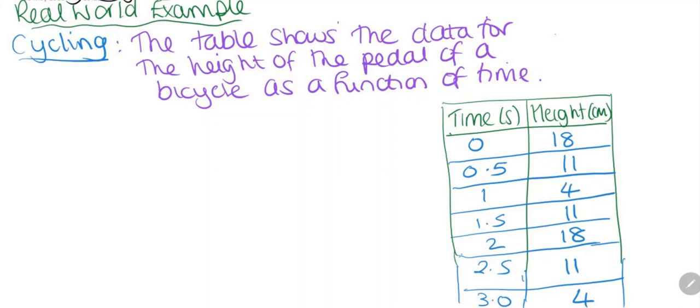So the first thing we do is make a table showing the height, and then we have to identify the period of the function. So we're looking for when it repeats. If we look, this is where we start, 0, 18. And then at 2 seconds, it is back to 18. So it's done a full rotation. So the period where it's repeated is 2 seconds.